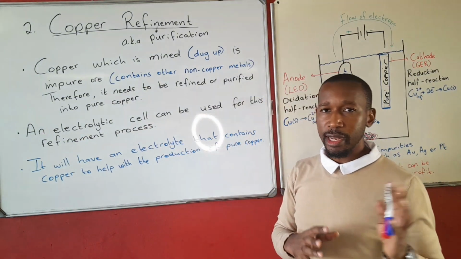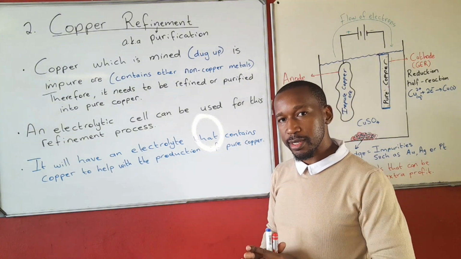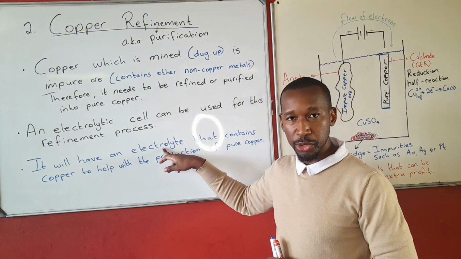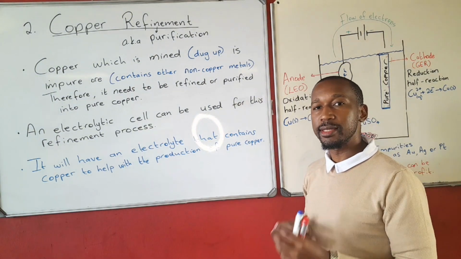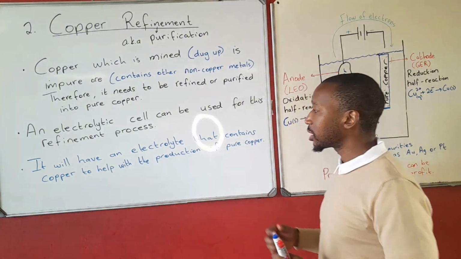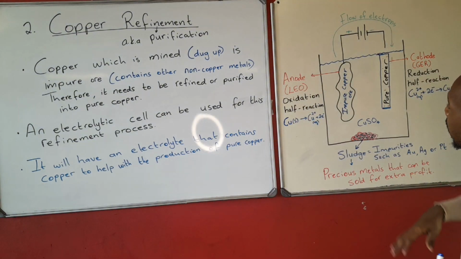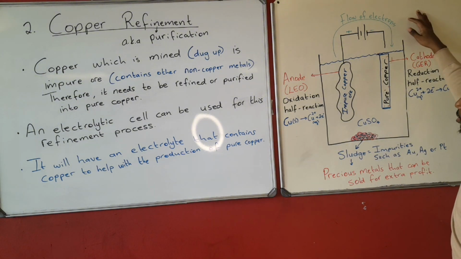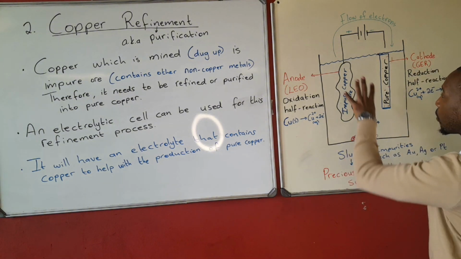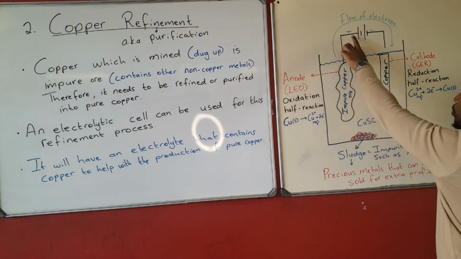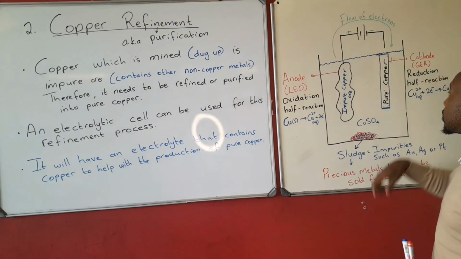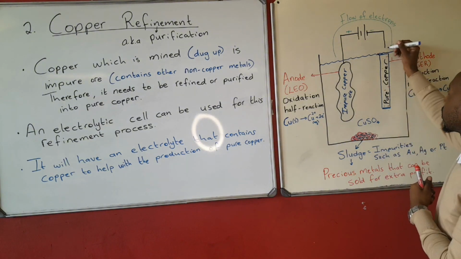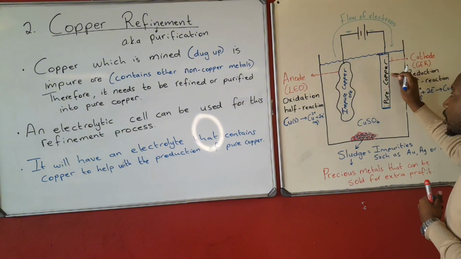Now, similar to the electroplating case, when we use this electrolytic cell, the electrolyte solution that is used will need to be a solution that contains copper so that it can help us in the coating instead of working against us or not helping us at all. Therefore, this is a diagram that represents the copper refinement electrolytic cell. We use the copper ore and connect it to the anode, the positive terminal of the battery. And then we need a pure copper rod that is used as a cathode. That one gets connected to the negative terminal of the battery.